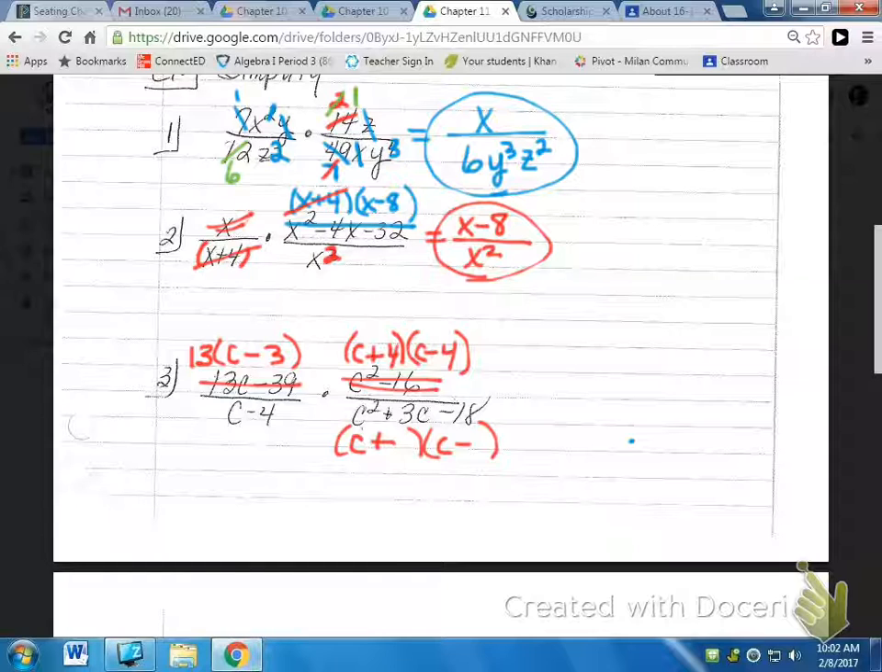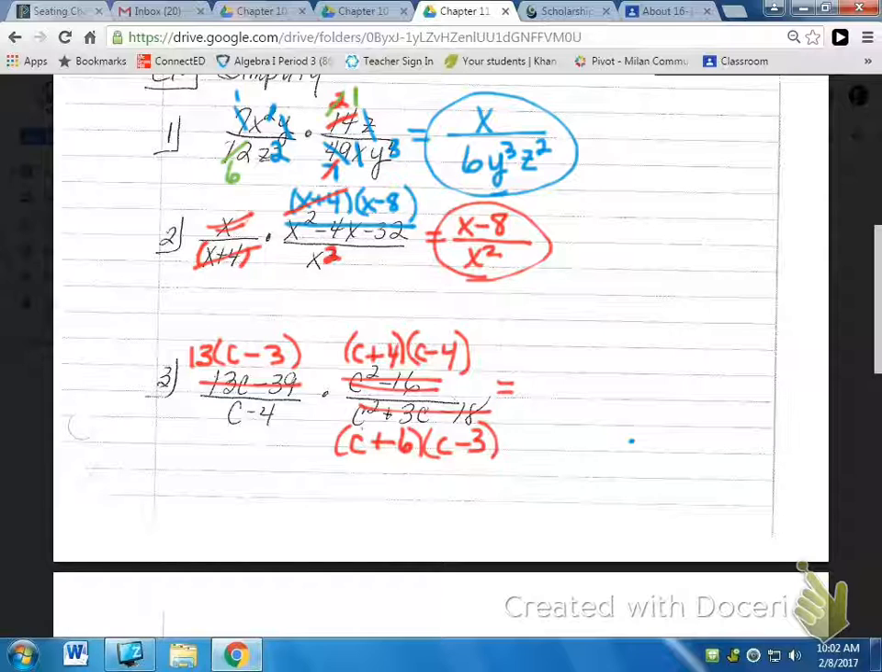6 and 3. How do you know which one goes where? It wouldn't make sense for the 6 to be in the negative because it says plus 3c, so the bigger one goes with the plus. So plus 6 minus 3. Good job.